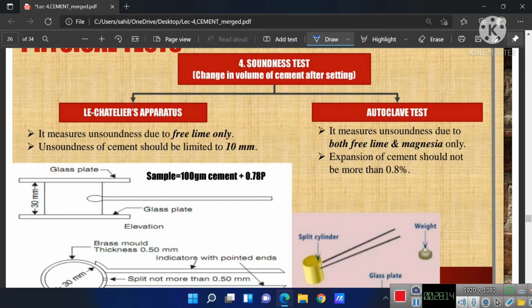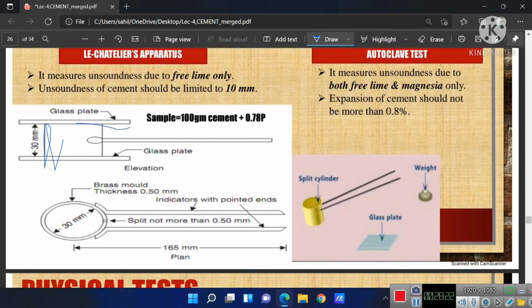And here is a glass plate. The distance is 30 mm. And this is the brass mold, which has a thickness of 0.5 mm. And here are the indicators with pointed ends.